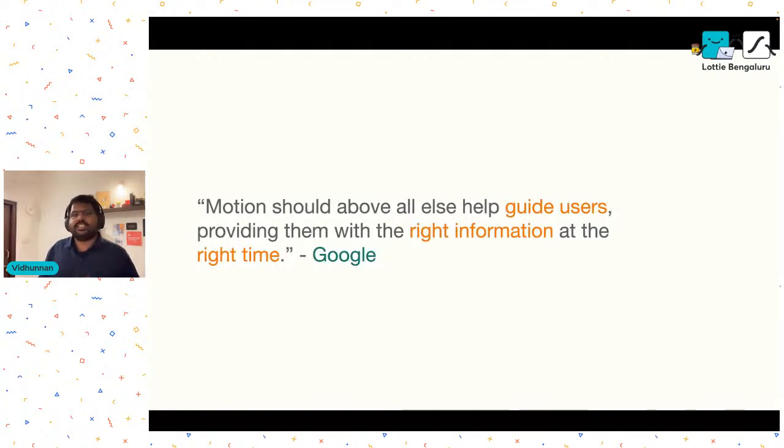Google is slightly different, but stays along the same lines. For example, motion should, above all else, help guide users, providing them with the right information at the right time, which means we should provide the right information to users at the right time. For example, what kind of information should be highlighted for a particular user? If you are using a weather app, what's the first thing you want to see? You want to see the temperature, or whether it's going to rain or not. That's the right information. How we can bring the right information to users at the right time.